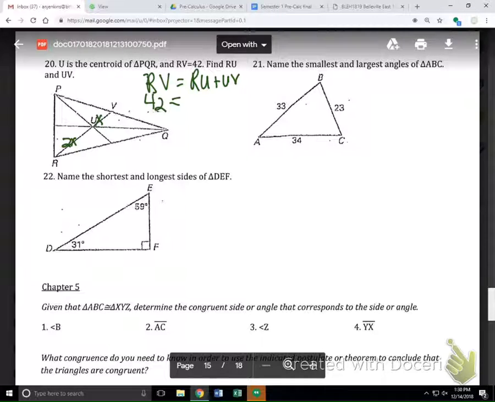We know here we have 42, which is now equal to 2x plus x. We have 42, which is equal to 3x, divided by 3, divided by 3. X equals what? 14. Okay, so then that's not what we're looking for. We're looking for RU. RU equals 2x, which is 2 times 14, which is 28.